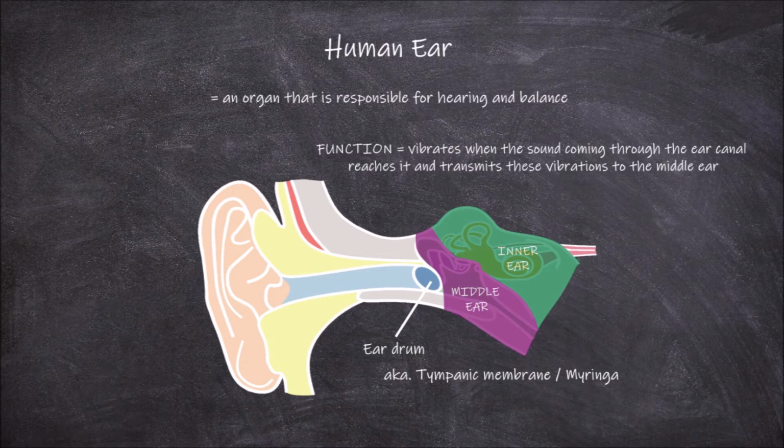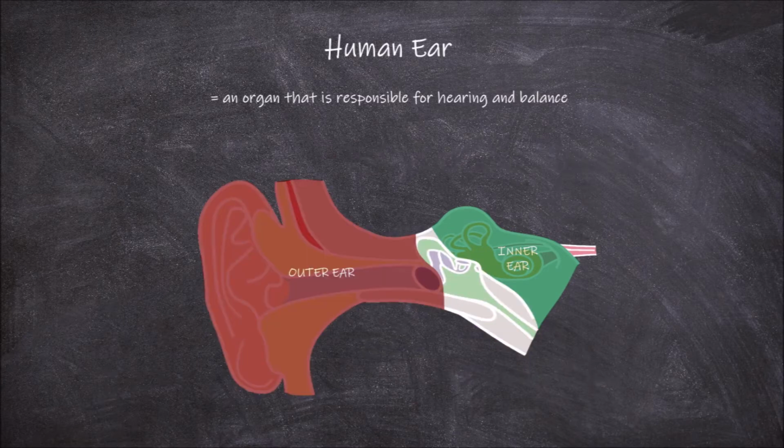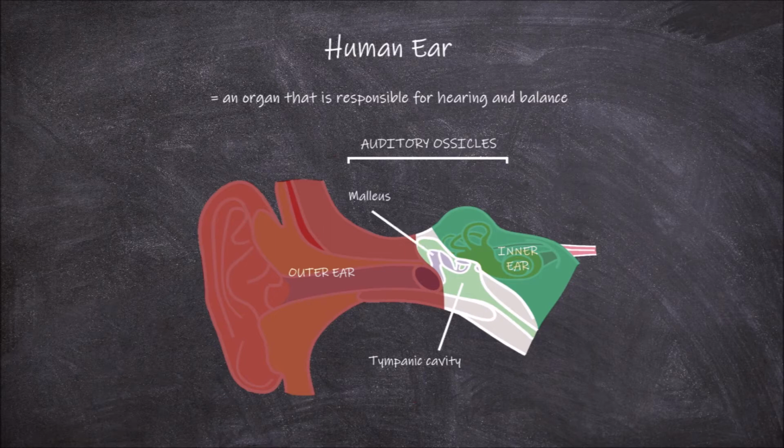The next section of the ear is the middle ear. Behind the eardrum, there is a cavity that is full of air called the tympanic cavity. The other components of the middle ear are found within this cavity. Inside the tympanic cavity are the auditory ossicles. There are three auditory ossicles, which are actually small bones. The first ossicle is the malleus, also known as the hammer due to its hammer-like shape. The malleus is connected to the eardrum.